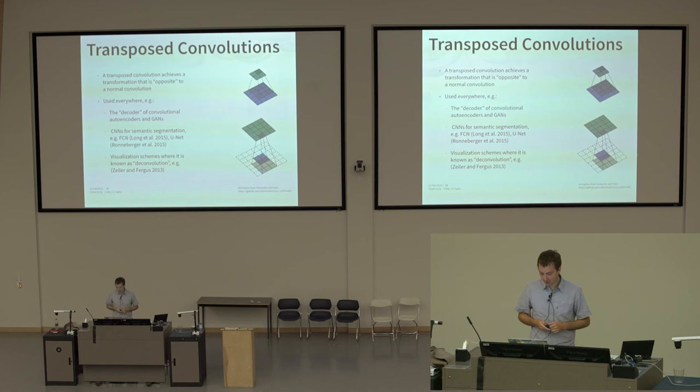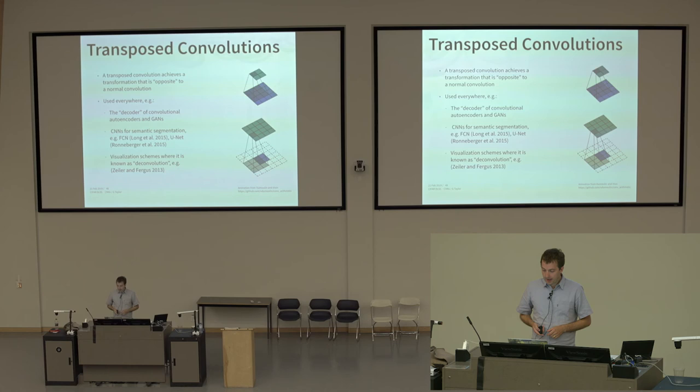Okay, so it's been used all over the place. It's used as the decoder in convolutional autoencoders like VAEs, GANs, CNNs for semantic segmentation like fully convolutional nets, UNETs often used in medical imaging, and also in visualization schemes where we used to call it deconvolution, but that was kind of a bad name for it.